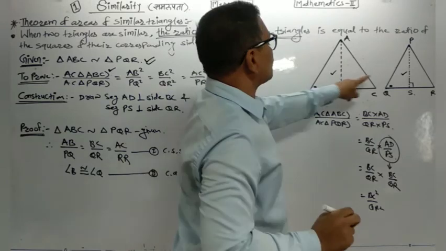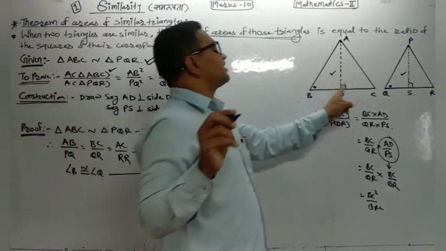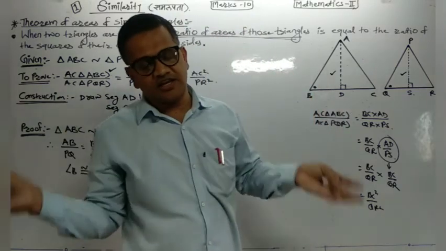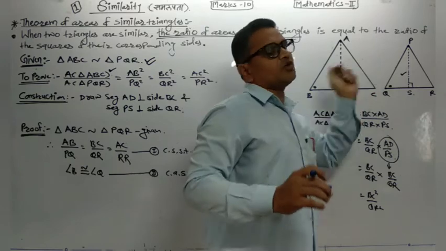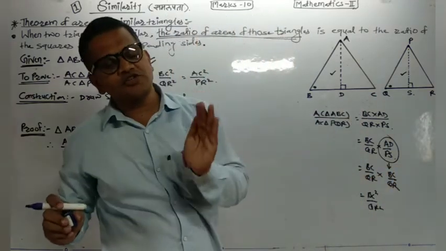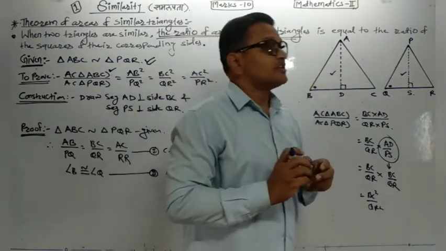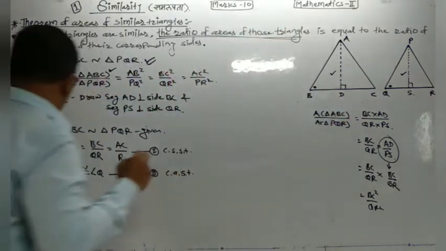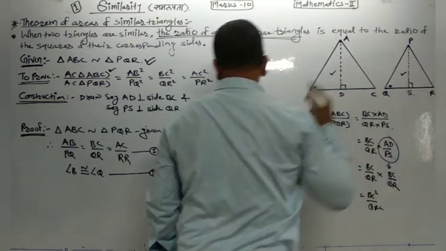because angle B is congruent to angle Q. It is given here in the statement second, and angle D is congruent to angle S, each 90 degrees. From this we can say that triangle ABD is similar to triangle PQS by the double A test of similarity. Now I am going to compare the two smaller triangles, triangle ABD and triangle PQS.